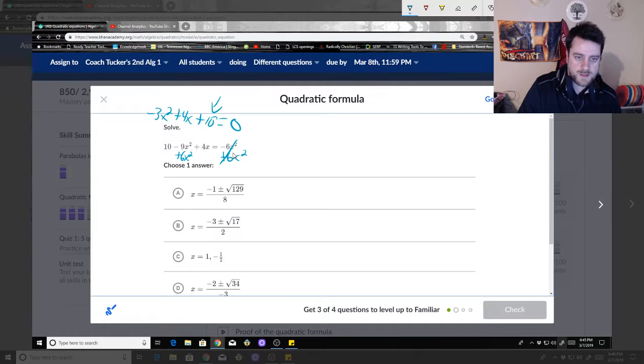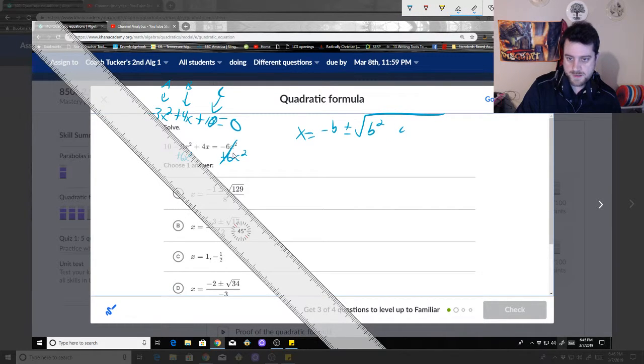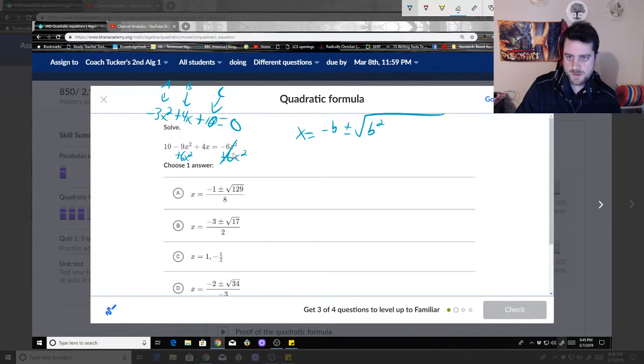So again, that is C, that's a 0. That's B, and that is A. So x equals negative b plus or minus the square root of b squared minus, not plus, minus 4ac all over 2a.